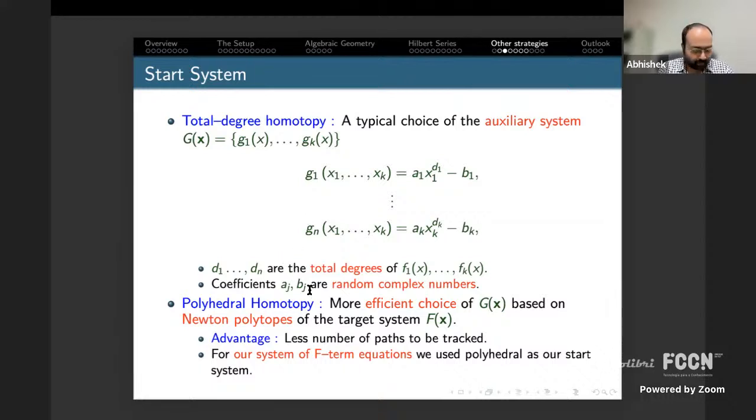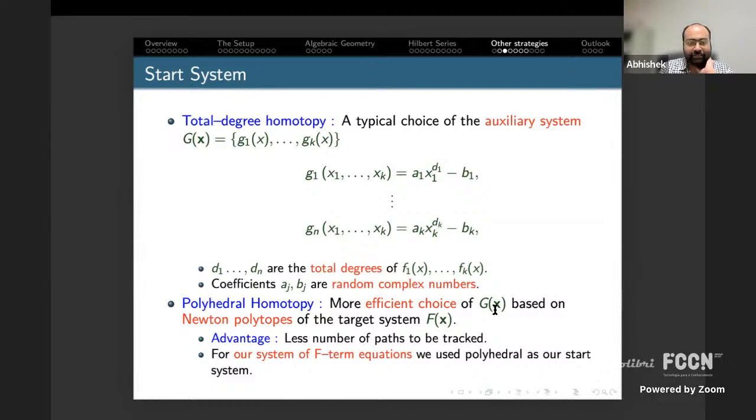So there are much nicer ways to do it. These are recent developments in the last couple of years, which construct what is known as polyhedral homotopy. This replaces the total degree homotopy, which looks nice and easy, with a much more efficient choice of g(x), which uses something called the Newton polytope for the target system f of x, converts that to a toric variety, and then applies various other simplifications and modifications. Let me not go into those details, but a much more efficient system can be constructed such that the number of paths to be tracked is much smaller.